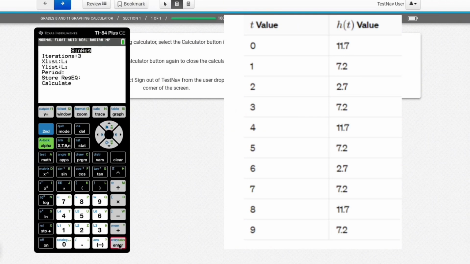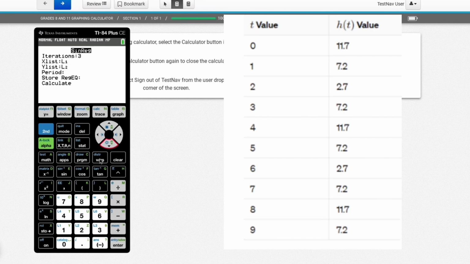And not only am I going to use this formula, but I'm going to store this regression equation so I can use it for later. All right, so let's go down to store. By the way, you never need any of this. I've never found a reason to use any of that, so I'm not going to worry about it.